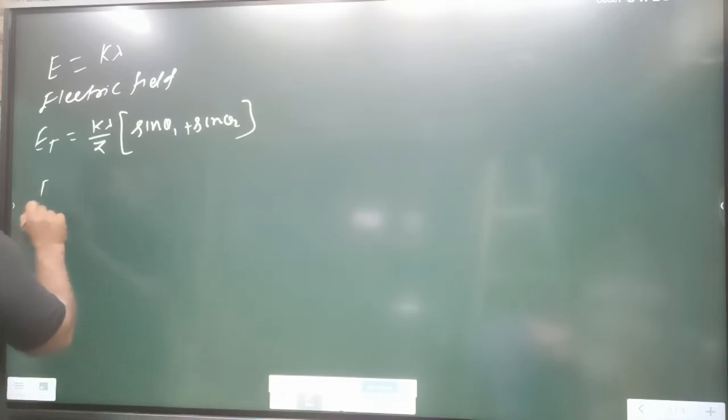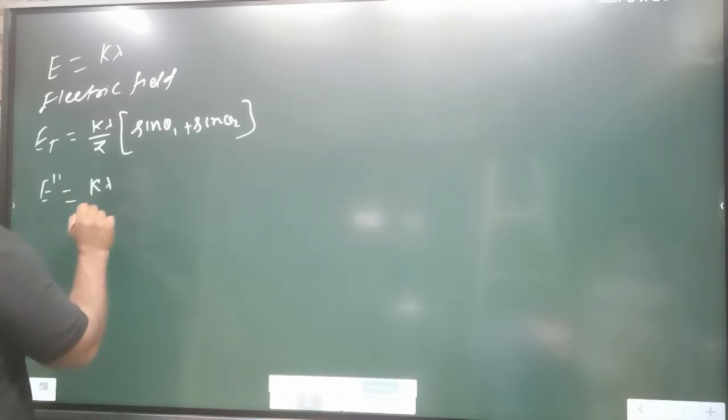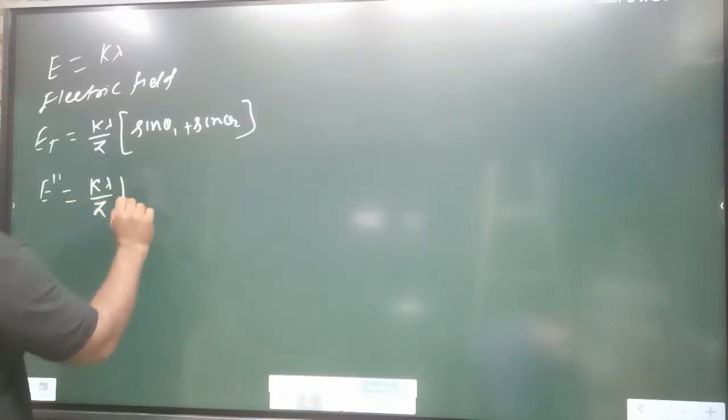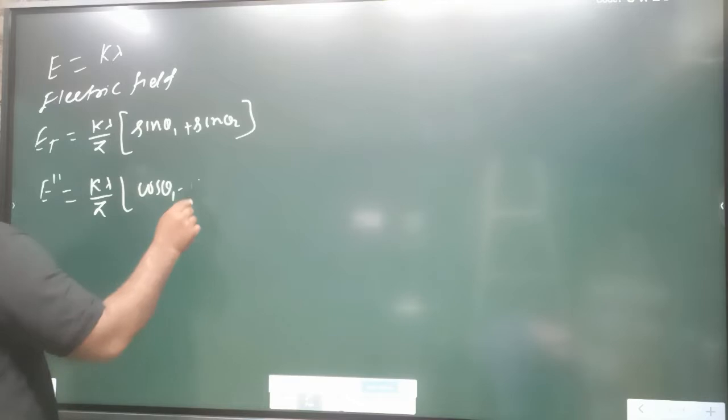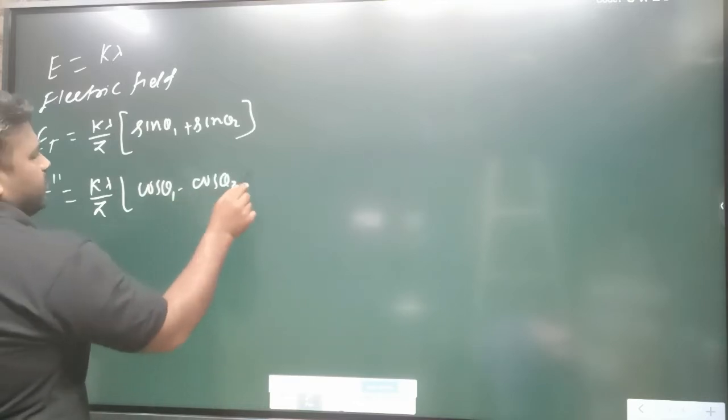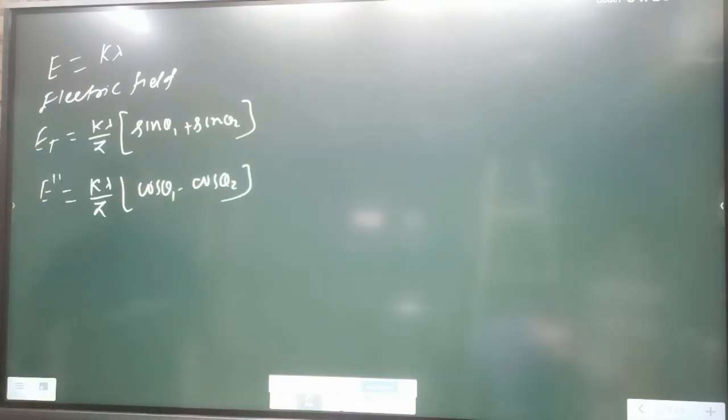E parallel is equal to K lambda upon Z, cos theta 1 minus cos theta 2. Okay. Suppose this one is a rod, and we can find out what is the electric field at this point.